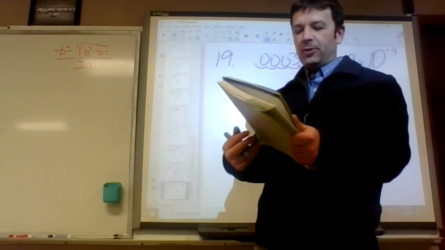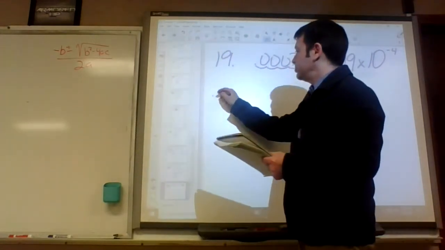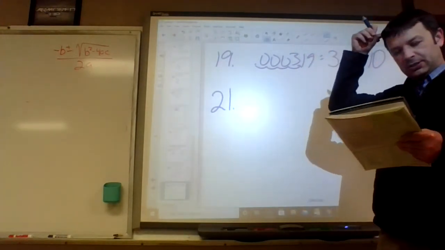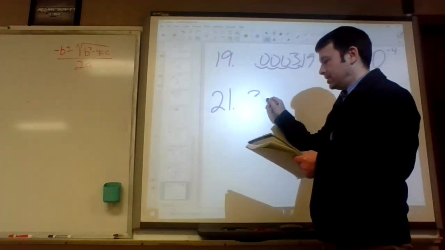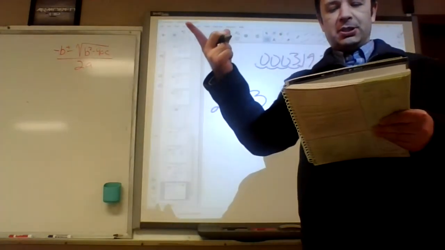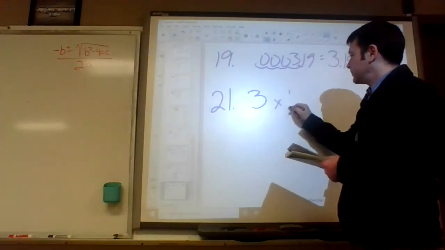Okay, you guys remember how we did these? If it's a division problem, we subtract. You divide the normal numbers. So we do 9 divided by 3 is 3. And then you subtract the exponents, right? So what's 10 to the 8th divided by 10 to the 3rd? 10 to the 5th.